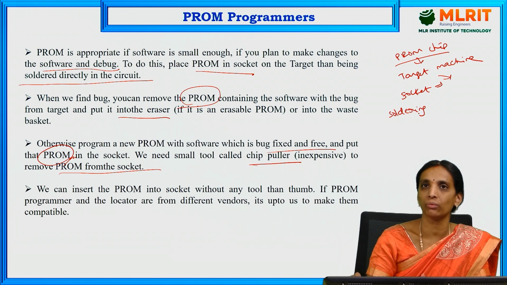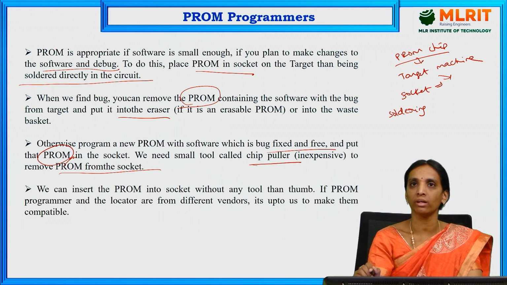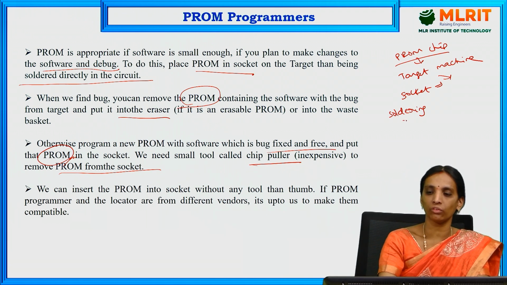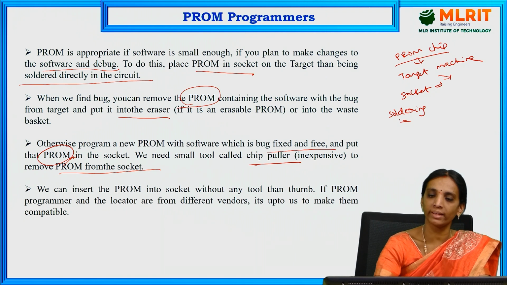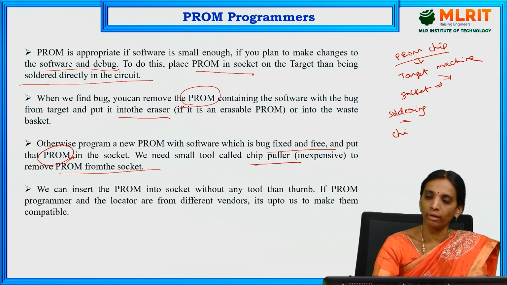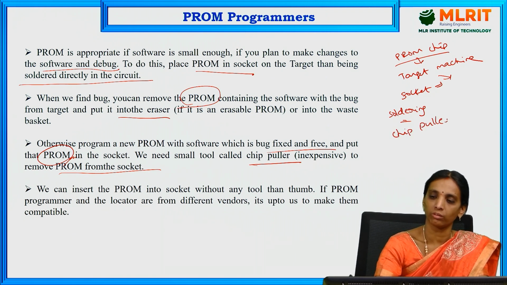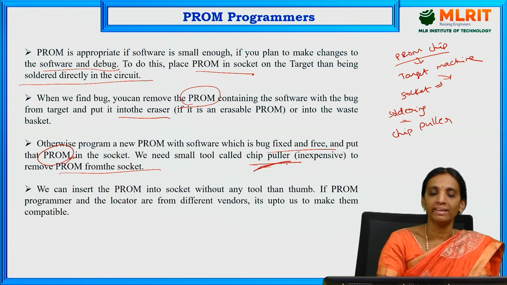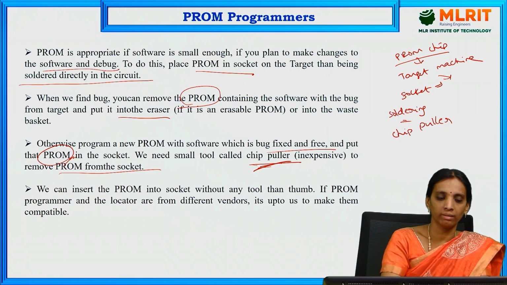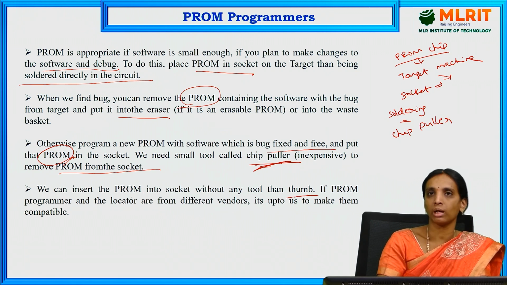So to avoid loose contacts and any other problems or errors that occur due to soldering, we can simply use a chip puller, which is used for easily removing the PROM from the socket and easily inserting the PROM into the socket. We can insert the PROM into the socket without any tool other than the thumb. The thumb will be used for inserting the PROM into the socket.